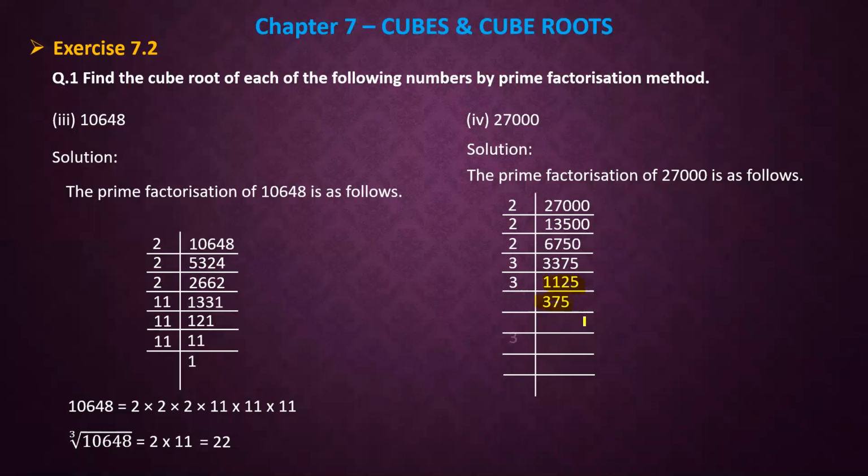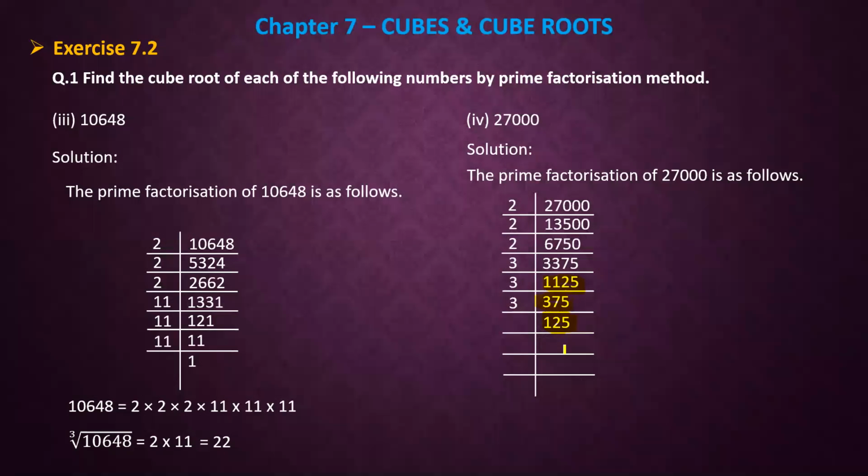And again, this 375 is divisible by 3. So therefore, we are getting the answer 125. But here, 125 is not divisible by 3. So therefore, we have to move to the next prime factor, which is 5. And I told you how to identify that a given number is divisible by 5. That number should be ending with 5 or 0.